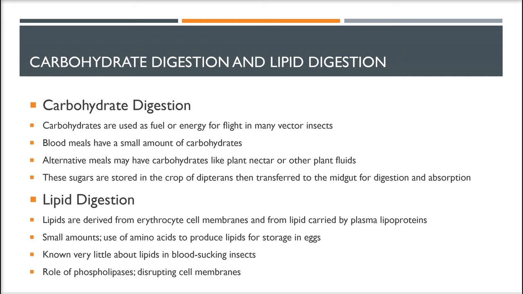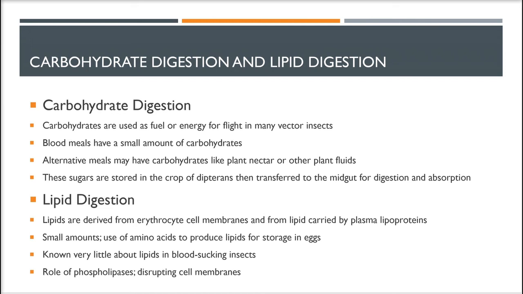This forces the vector to feed on plants for their nectar or other plant fluids that can be useful. These sugars are then stored in the crop of dipterans, then transferred to the midgut for digestion and absorption. Other vectors may not have a crop in their system and may just go directly to the midgut.